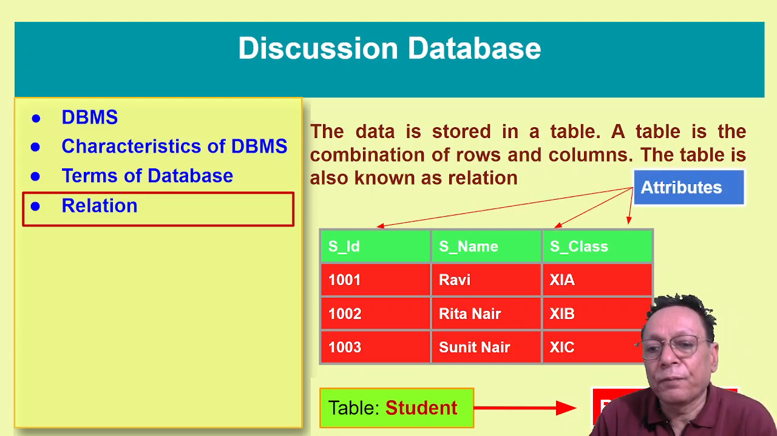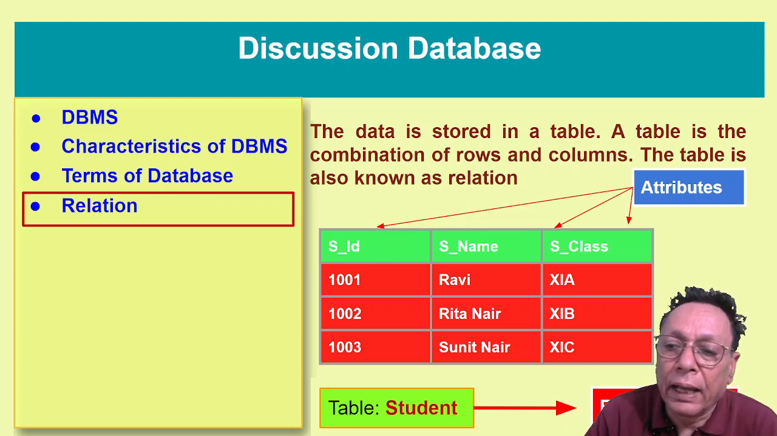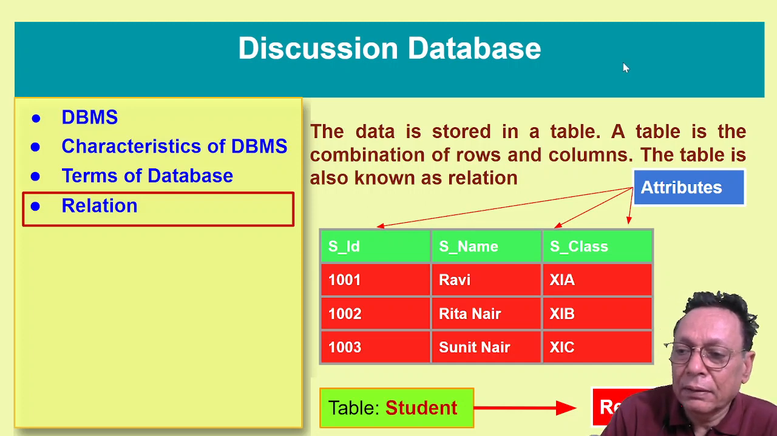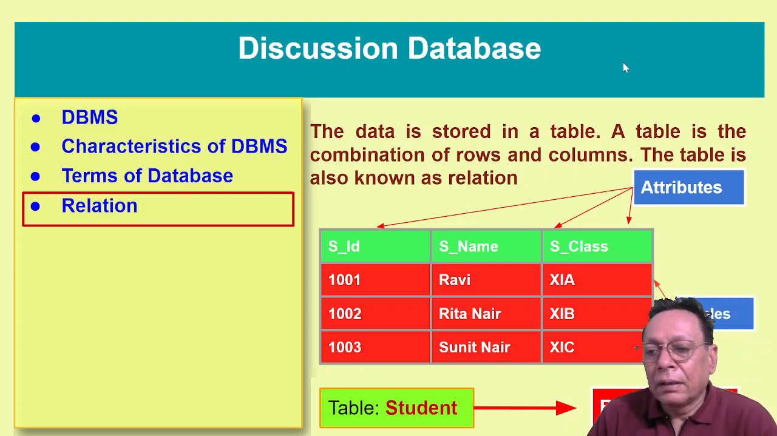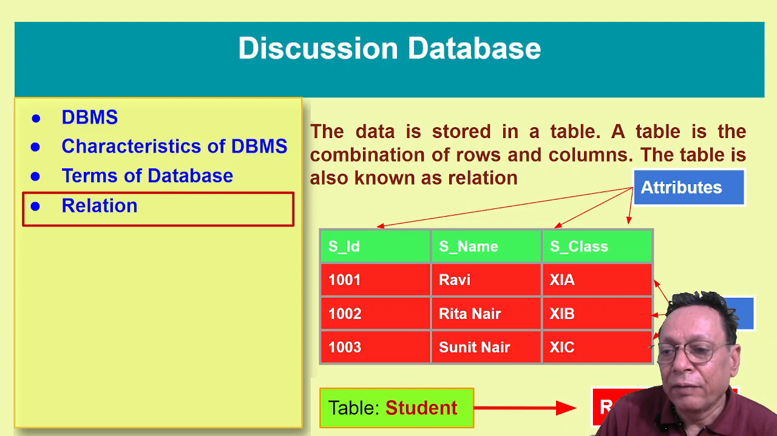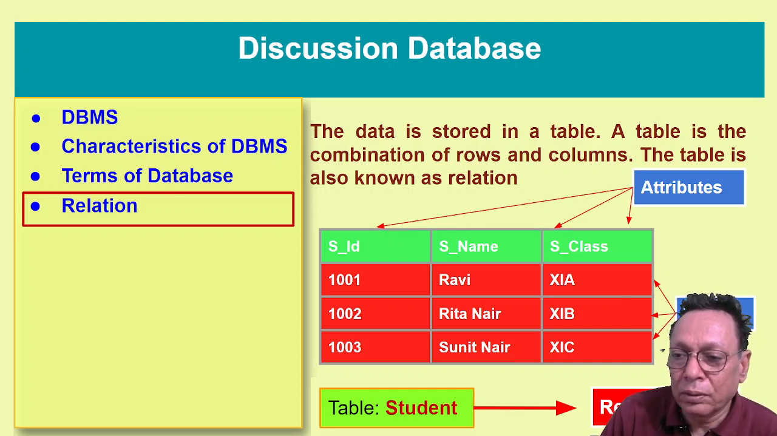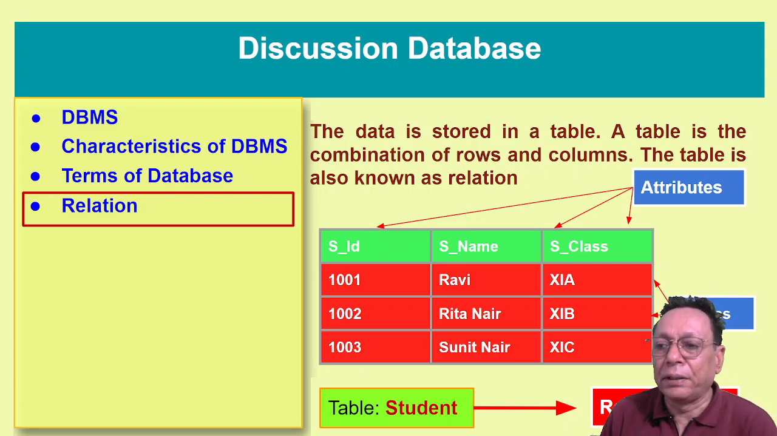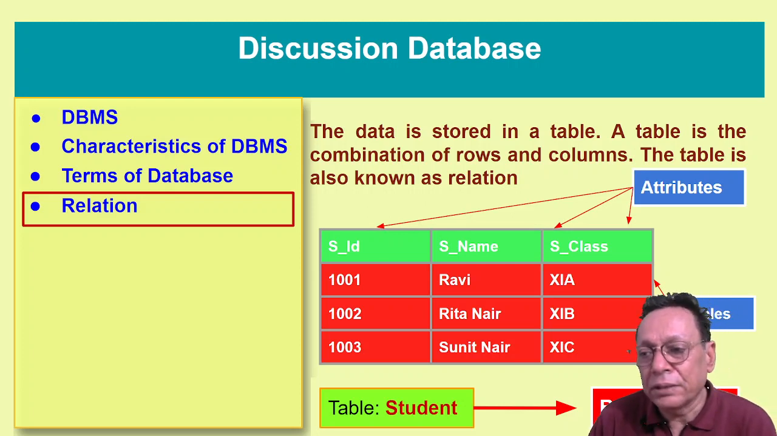Here the columns which we see, like SID means student ID, S name that is student name, S class that is student class. These are the columns or the fields, or technically we call them the attributes. Similarly, there are some rows. The rows which you see in red, these are the rows. And the rows are termed as records, and technically we call them tuples. A record or a row or a tuple. The collection of attributes is known as the degree, and the collection of rows or records is known as the cardinality.